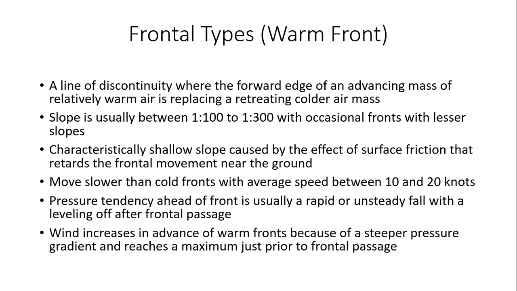The slope of this type of front, the warm front, is on the order of 1 to 100 to 1 to 300. So 1 mile in the vertical to 100 to 300 miles in the horizontal, with occasional fronts with lesser slopes, even more gradual than that. Characteristically, you have shallow slopes associated with warm fronts. This is caused by the effect of surface friction that's going to slow the motion of the front as it's near the ground. It's going to slow that frontal movement. Warm fronts move slower than cold fronts, with an average speed between 10 and 20 knots.